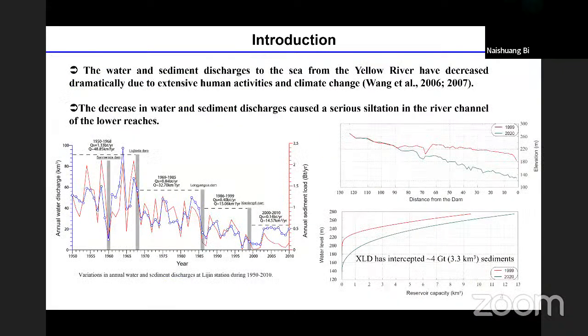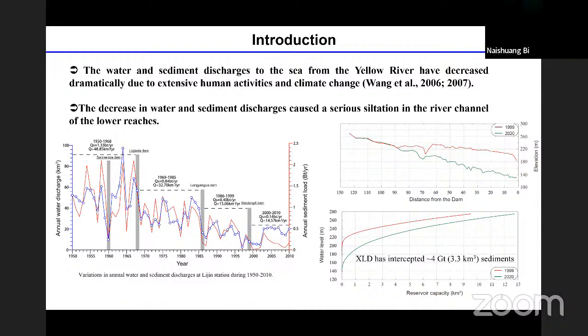Like other large rivers, the water and sediment discharges to the sea from the Yellow River have decreased dramatically due to climate change and extensive human activities, such as construction of large reservoirs. This figure shows the interannual variation of water and sediment discharges to the sea. The red line is the sediment load, the blue line is water discharge. It shows a stepwise decrease of the water and sediment discharges after the construction of dams.